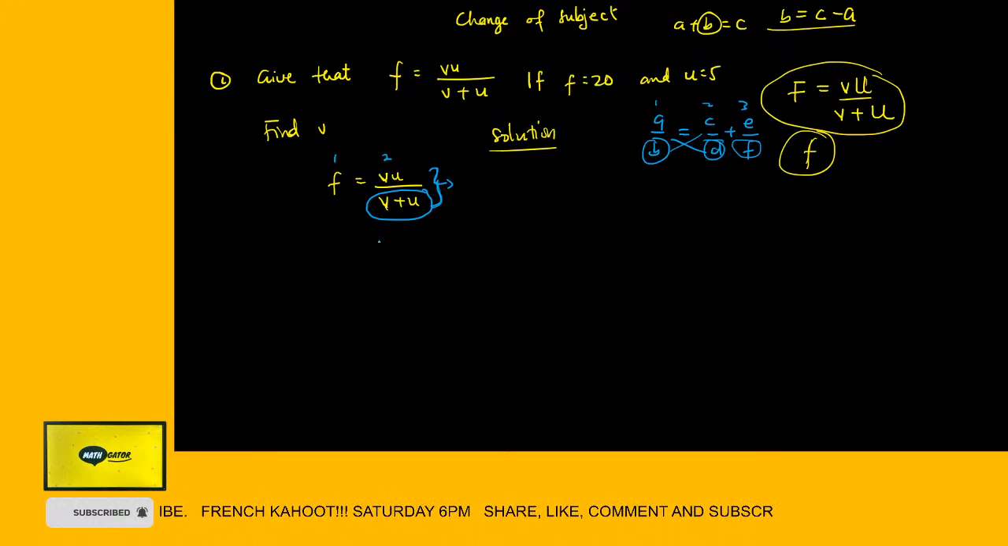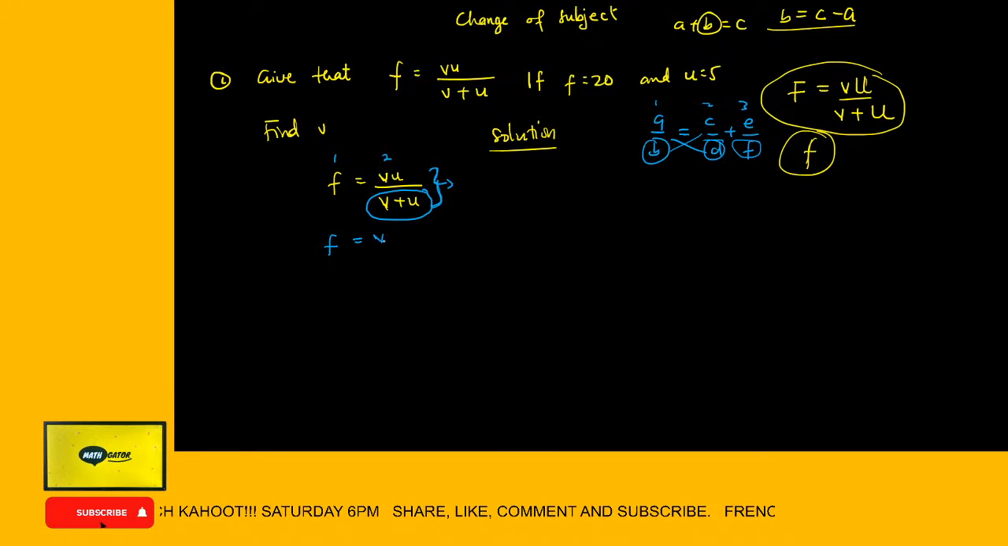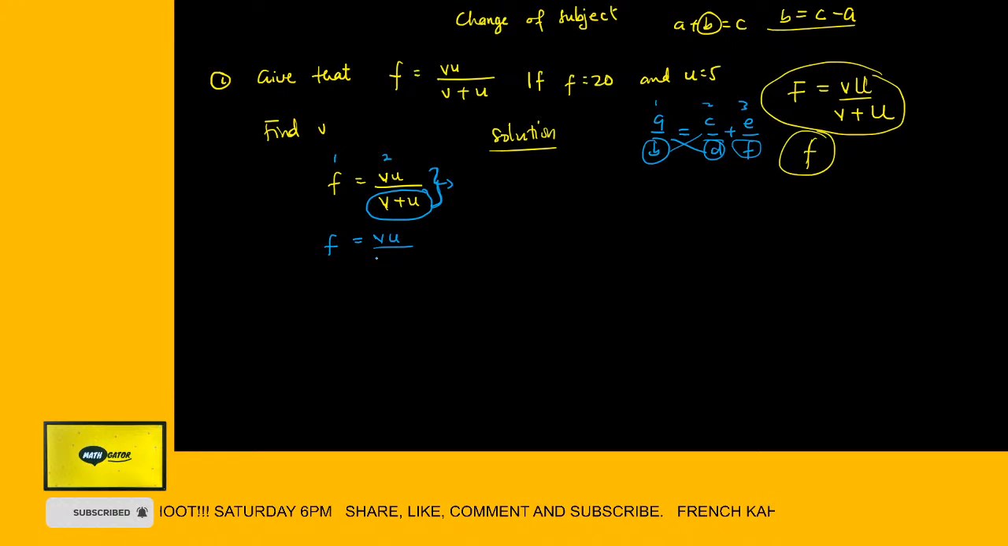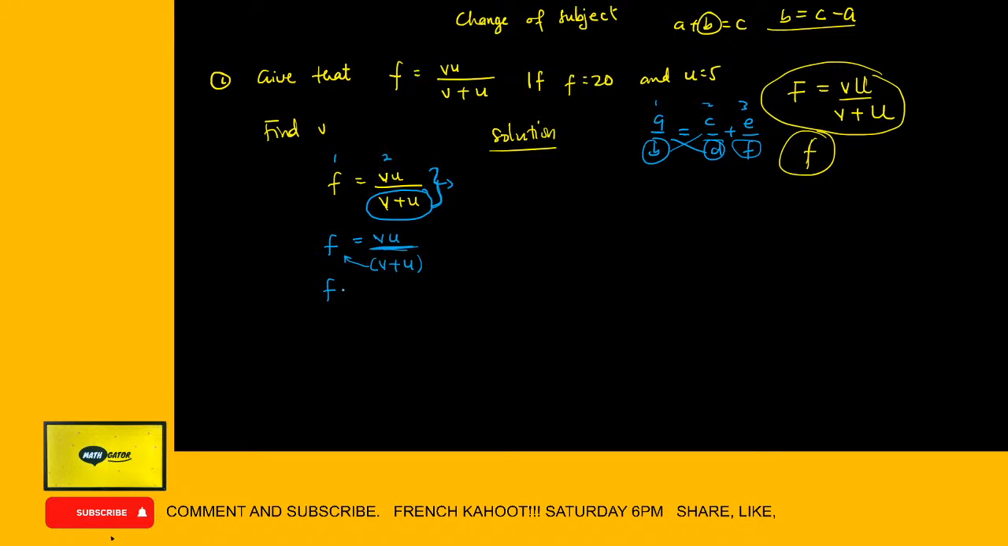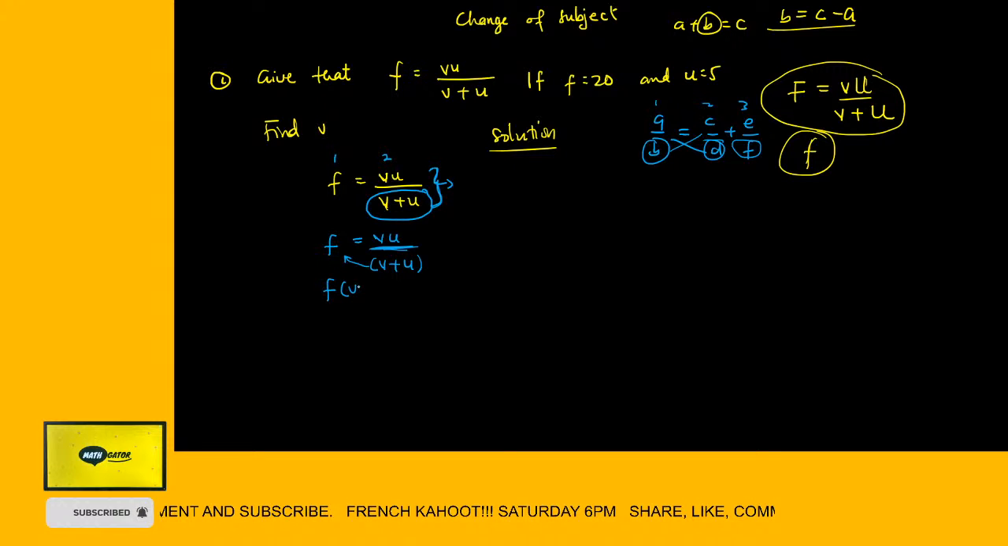So let me just rewrite what I just said, that you have to put this in a bracket, so it becomes bracket V plus U. So now we can carry this one to go and multiply, because it is dividing over here. So we are going to carry it to go and multiply the F. So that will be F into bracket V plus U equals VU.